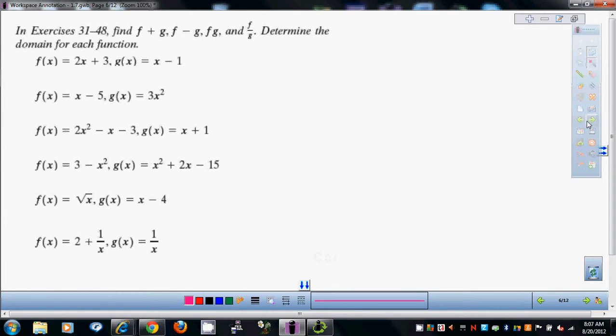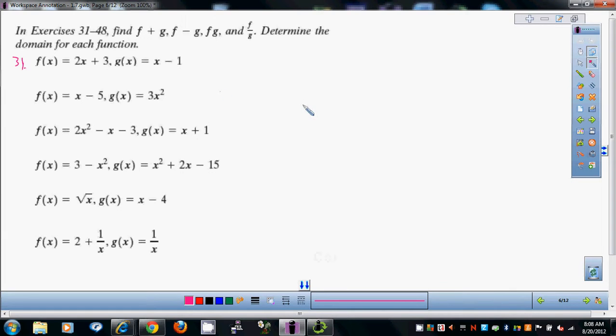Today, we're going to keep doing things like that with functions. But we're going to start actually by putting multiple functions together. Now, if you read the directions, in exercises 31 through 48, we're going to add, subtract, multiply, and divide the 2 functions they give you. Believe it or not, those aren't actually very hard. Let's look at the first one, which apparently, I don't know why, I cut the numbers off of all of these. So we're going to call this one 31. Let's look at number 31.